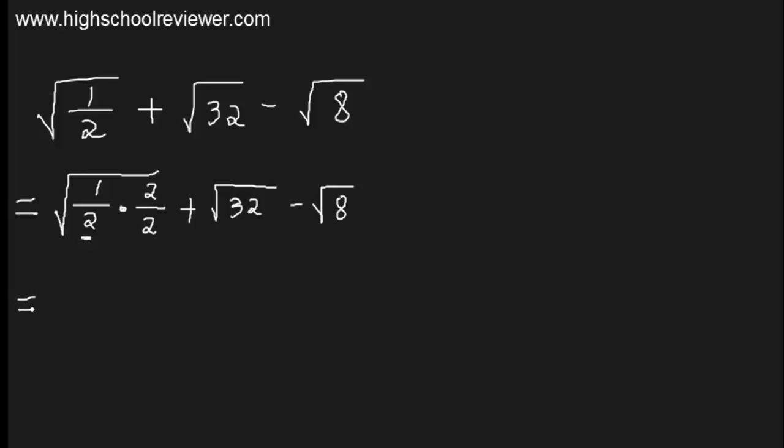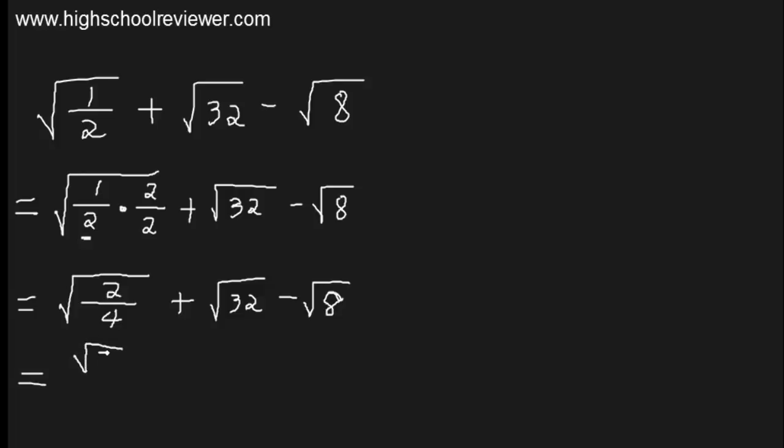Okay, so we will have here the square root of 1 times 2, that will be positive 2, all over 2 times 2, that is positive 4, plus the square root of 32 minus the square root of 8. So we can rewrite the square root of 2 over 4 as the square root of 2 all over the square root of 4. Okay, and then we will now touch the positive square root of 32 and the negative square root of 8.